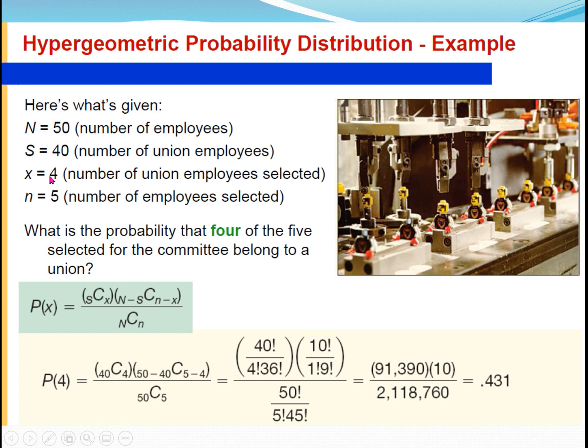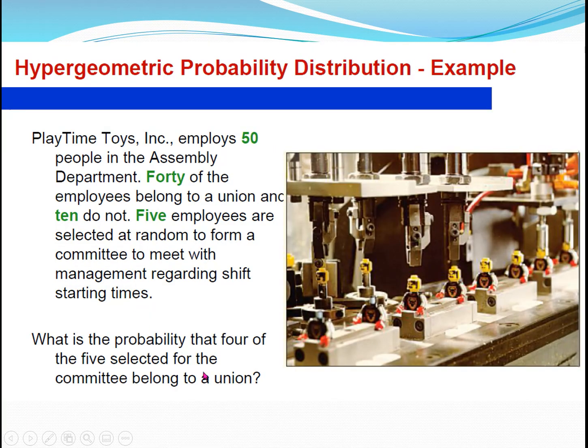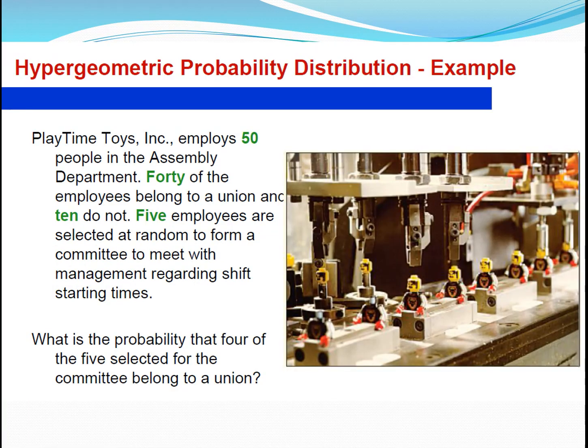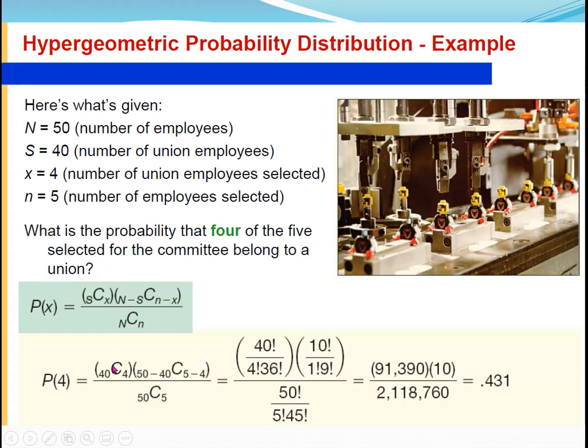X is 4. Why is X 4? Because you can see that we are computing the probability that 4 of the 5 selected belong to the union. So X is 4. N is 5, that is, the sample size is 5. Why is it 5? Because we are selecting 5 employees.